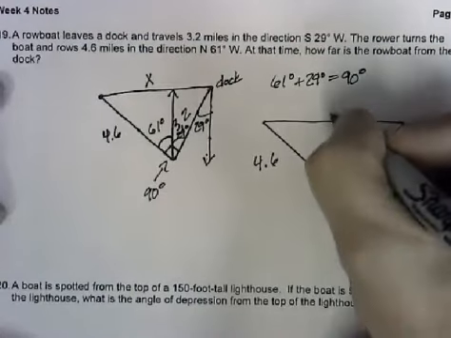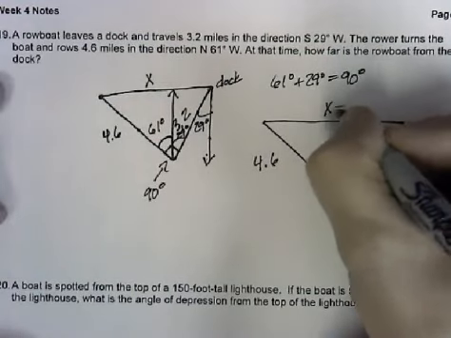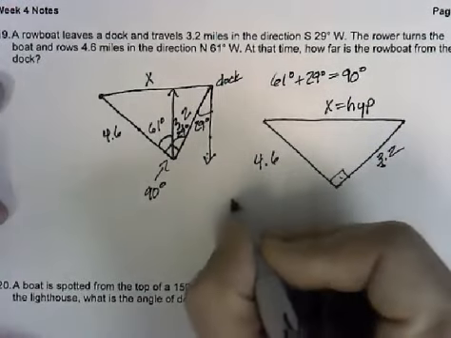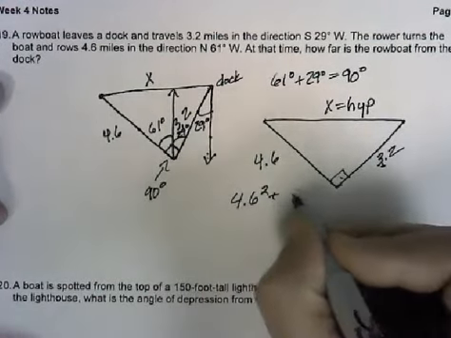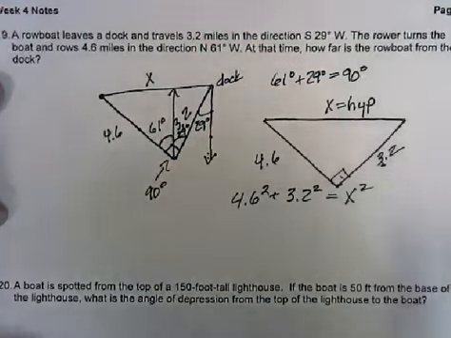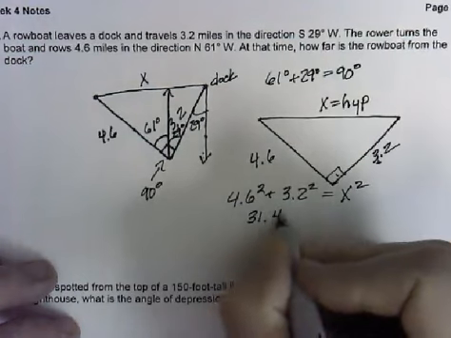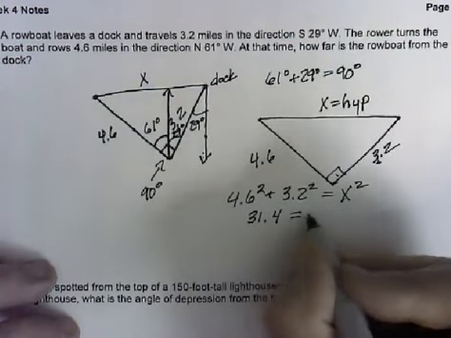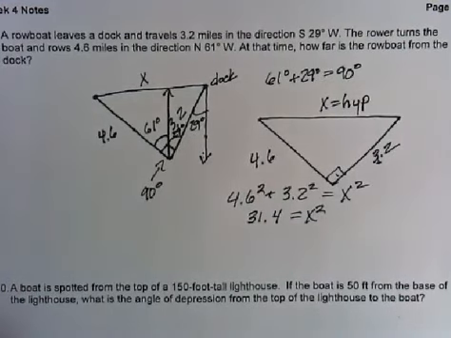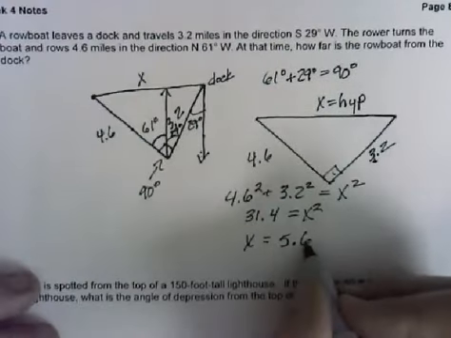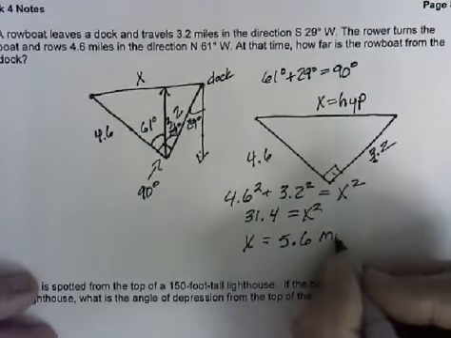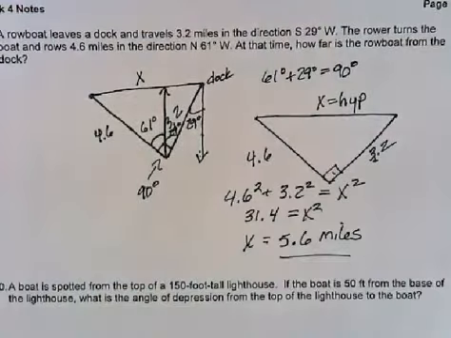In this triangle, this side is the hypotenuse, since it's across from the right angle. So I would take the 4.6 squared plus 3.2 squared would equal my x squared. Squaring those two and adding them gives me 31.4. Then I'm going to take the square root to get my answer. So my answer for x is 5.6. That would be 5.6 miles since everything else was in miles.